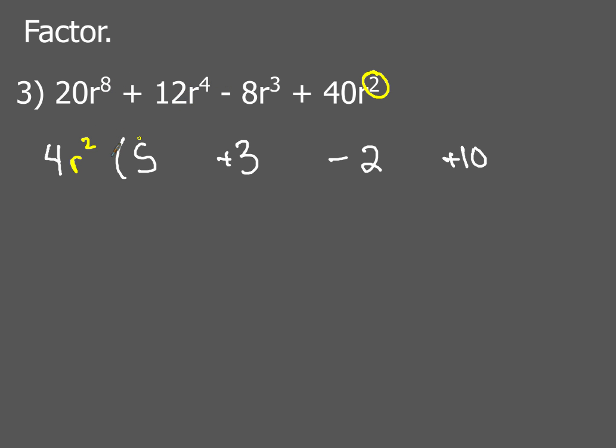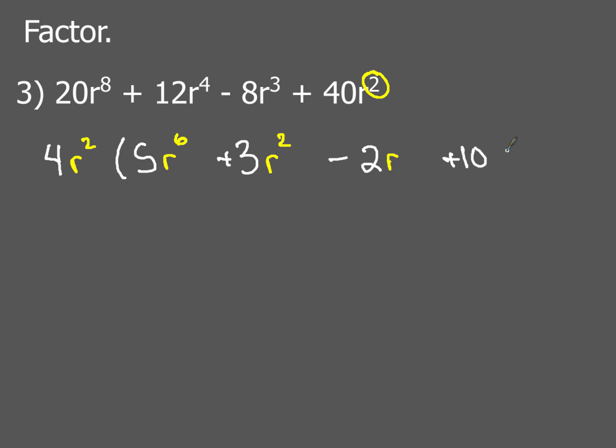Now, r squared and r to the 8th, so what I do, remember, we subtract the exponents. So 8 minus 2 gives me 6, so I'm going to have r to the 6th power. And then 4 minus 2 is going to give me r squared. And then 3 minus 2 is going to just give me r to the 1st power, but we don't write a 1 with that. And then r squared divided by r squared, so 2 minus 2 gives me 0, and anything to the 0 power is 1.